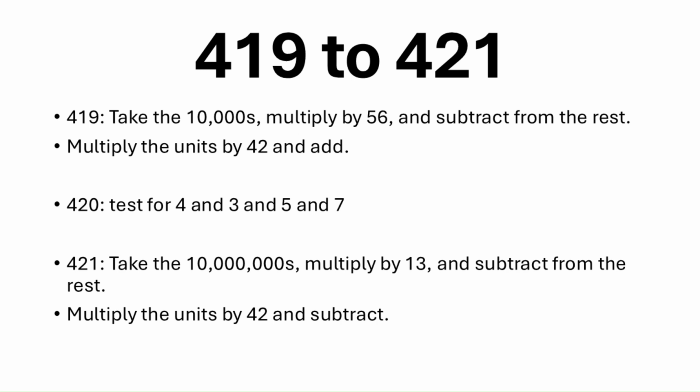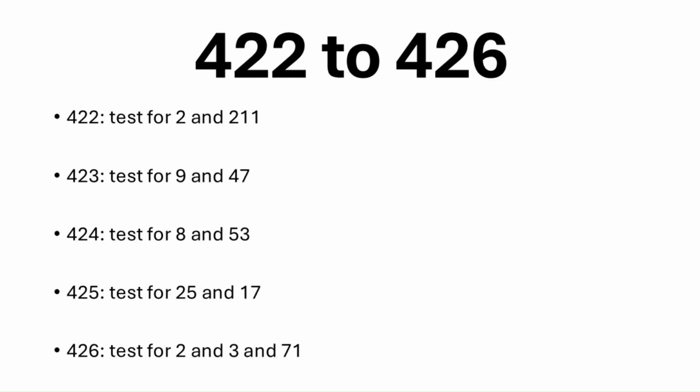421, take the 10 millions, multiply by 13, and subtract from the rest. Multiply the units by 42 and subtract. 422, test for 2 and 211. 423, test for 9 and 47. 424, test for 8 and 53. 425, test for 25 and 17.